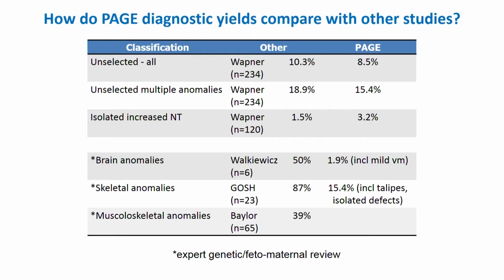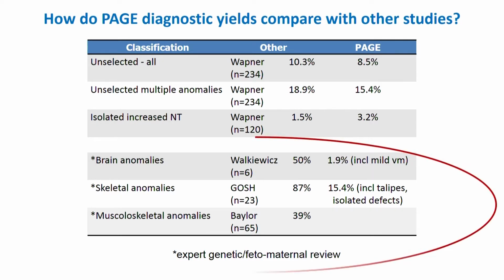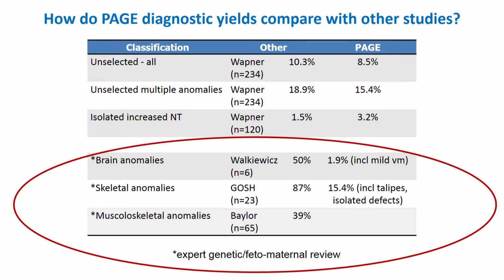If we go on to look at cases where you've got higher selection, you will see a much higher hit rate. And these are just 3 studies here. So a small study of brain anomalies with a 50% hit rate when it was actually selected by genetic or fetal maternal review. So it's not just anything, it's selected. Whereas you will see that in the PAGE study for brain anomalies, this included mild ventriculomegaly, many cases of which resolve spontaneously. So this is when you really choose what you're going to do sequencing on.